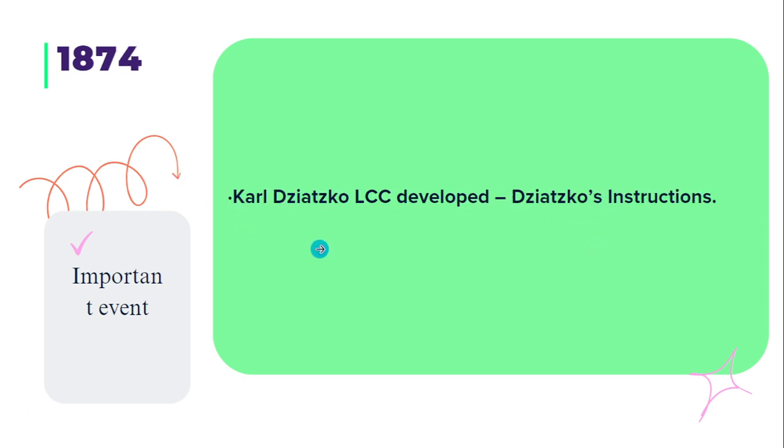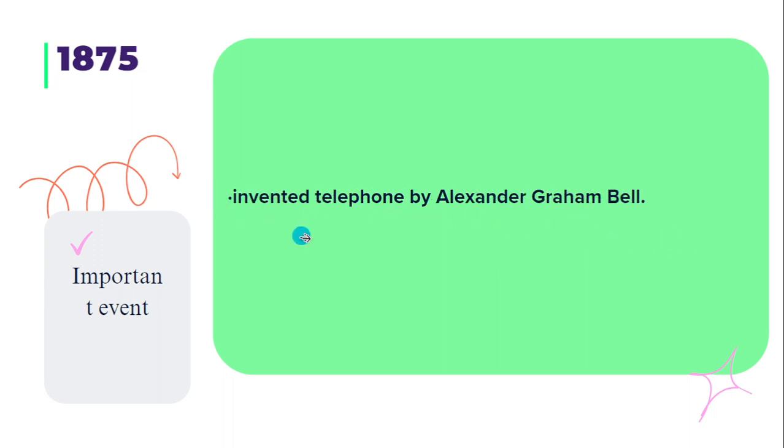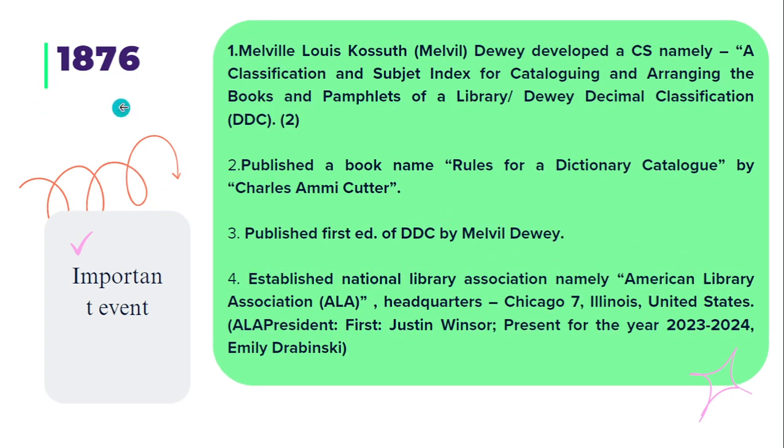Then 1874, Karl Dziatzko developed a library catalog code, that is the Dziatzko instruction. Then 1875, the telephone was invented by Alexander Graham Bell. Then 1876, Melvil Louis Kossuth Dewey developed a classification scheme, namely a classification and subject index for cataloging and arranging the books and pamphlets of a library.